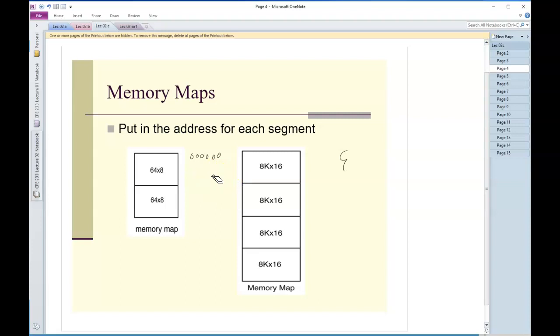Too used to writing 8. So 0 1 1 1 1 1 1. Okay, so the notion here is that the range for each of these devices, I'll make it look a little clearer. Put it in groups of 4. The range for each of these 64 by 8 devices is 6 zeros through 6 ones.